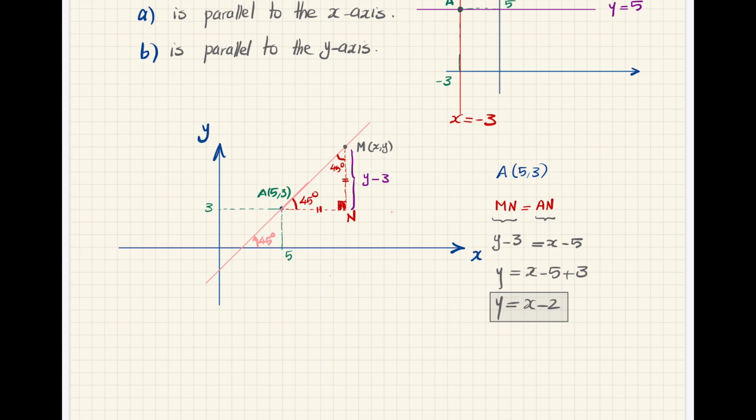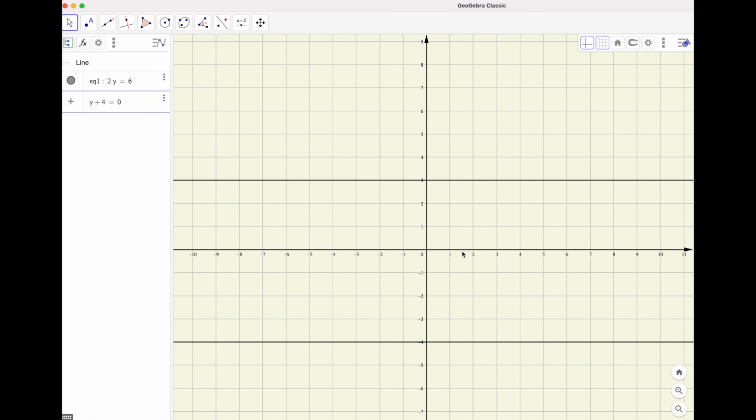What does it mean? It means that any point on that line, for example, this, has this relation between x and y coordinates of all the points on this line. It doesn't matter which point you are looking. If you go and locate this point, probably we can test this idea. Let us go to GeoGebra, for example, here.